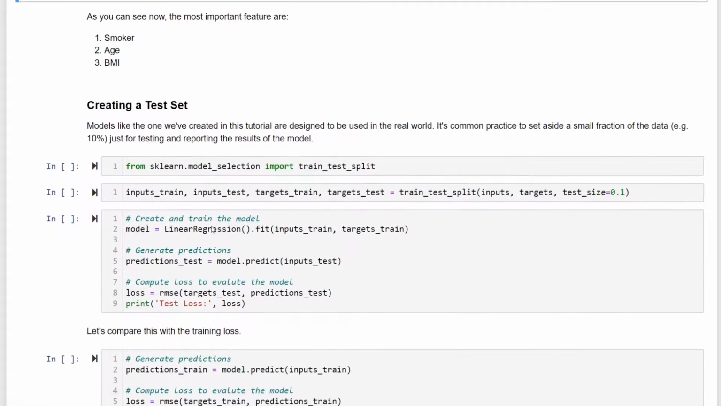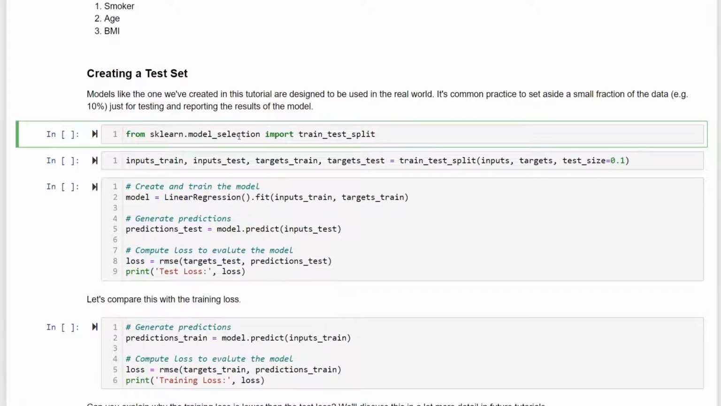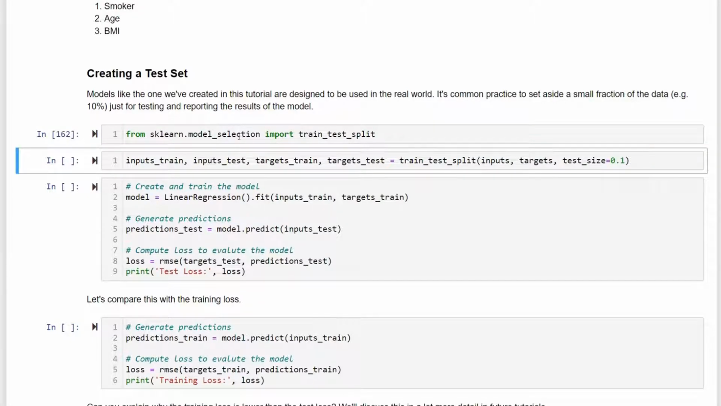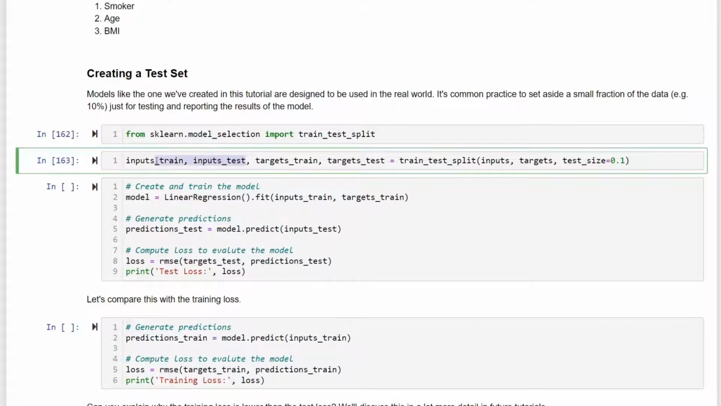Another thing is creating a test set. A test set is nothing but splitting the entire data set into a test set and a train set. Under model selection, I'm going to import train_test_split, giving input train and input test, and make the split as train and test. The train set is the values we use to improve our model, and the test set is what the improved model is tested on.